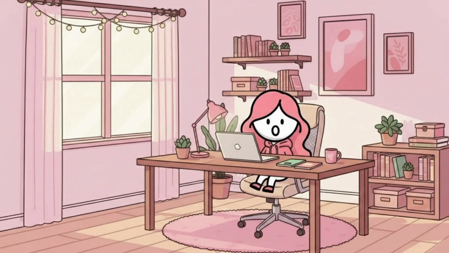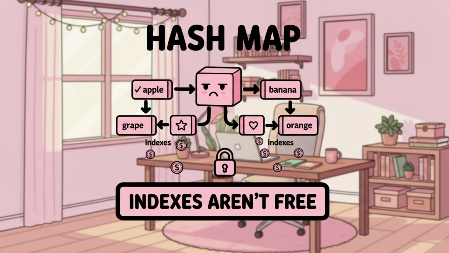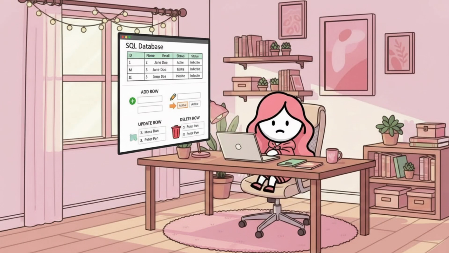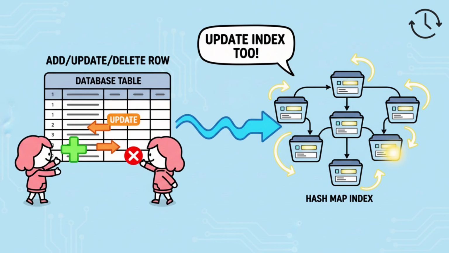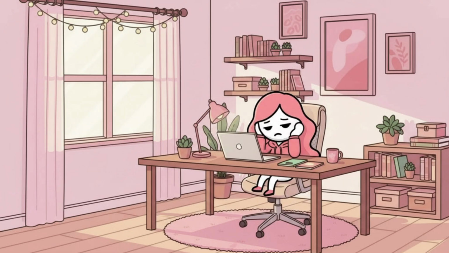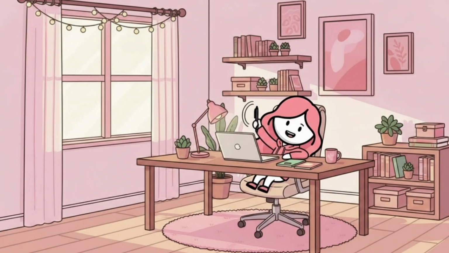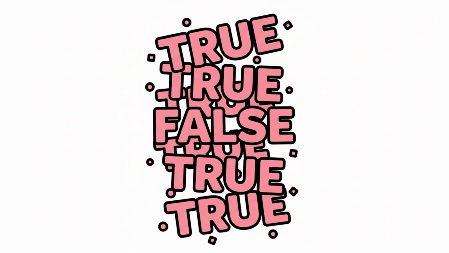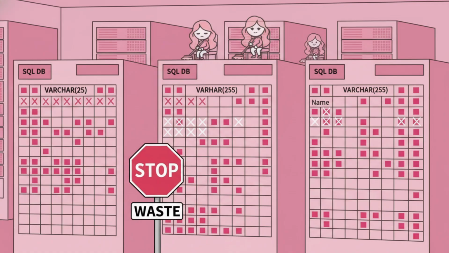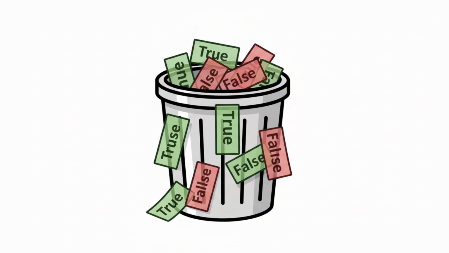But here's the catch. Indexes aren't free. Every time you add, update, or delete a row, the database has to update the index too. If you have too many, your writes will start to crawl. Also, indexing something with low variety, like a true or false flag, is usually a waste of space. There aren't enough unique values for the index to actually narrow things down.